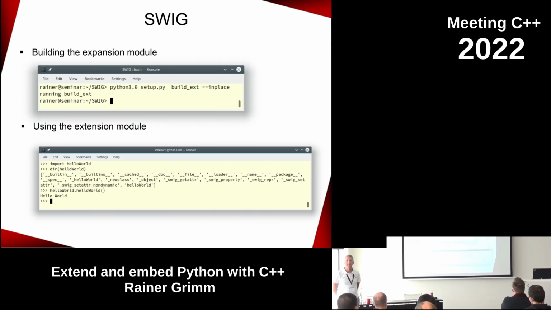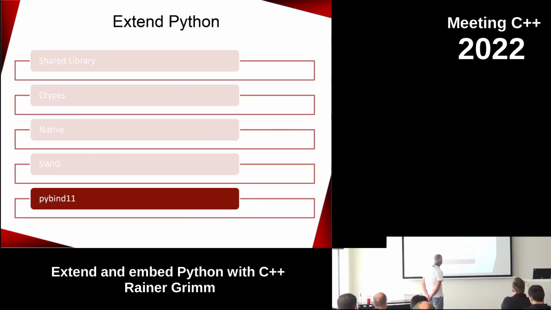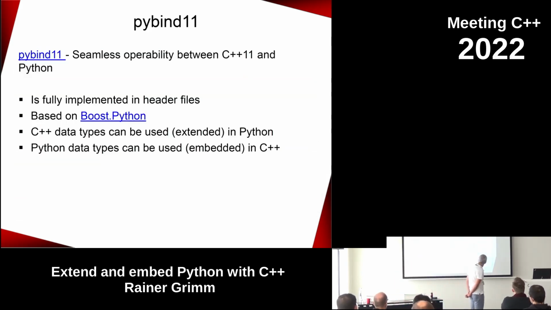Okay, this was SWIG. And now comes my favorite. This is PyBind11. This is based on Boost Python, but without the Boost dependency essentially. It's called 11 because it's based on C++11. But as with SWIG, I forgot to mention it, it supports many features up to 20. I'm not sure about all of them, but I think with 17 we are quite good.